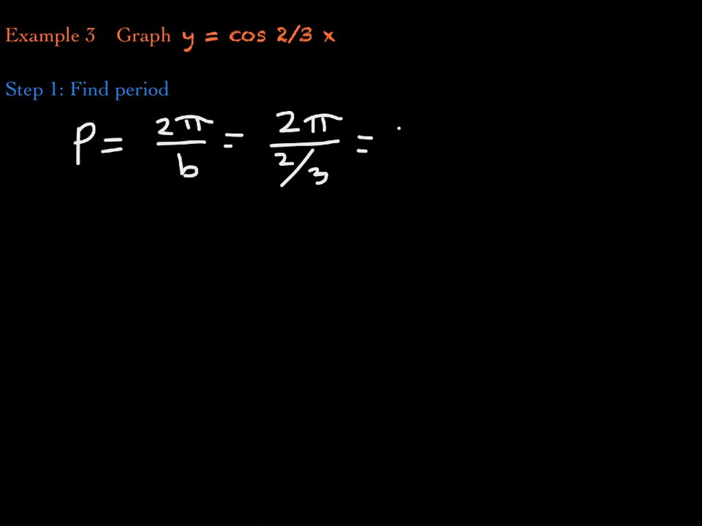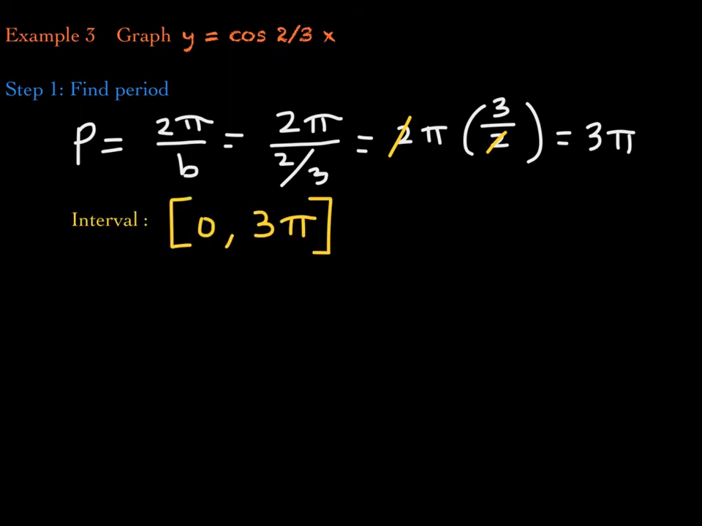Which is 2 pi over 1, really, times 3/2, right? That's how we divide by a fraction. We multiply by its reciprocal, right? These 2's here divide out, and you can see that your period is 3 pi. Very good. So we can see, you know, the normal period is 2 pi, but now this period is 3 pi. The period has been extended. So that should tell you that this 2/3 represents a horizontal stretching. That's what this is, a horizontal stretch.